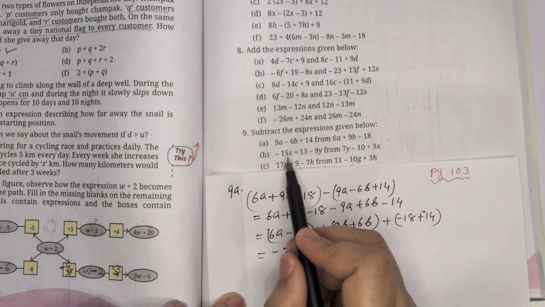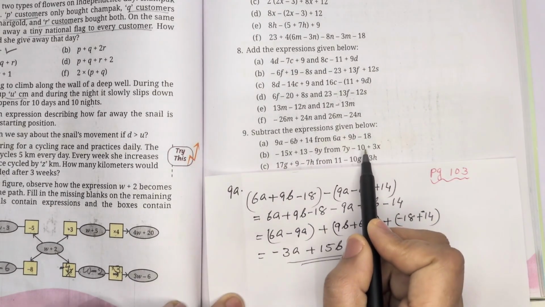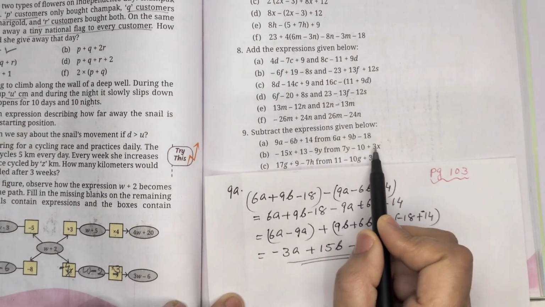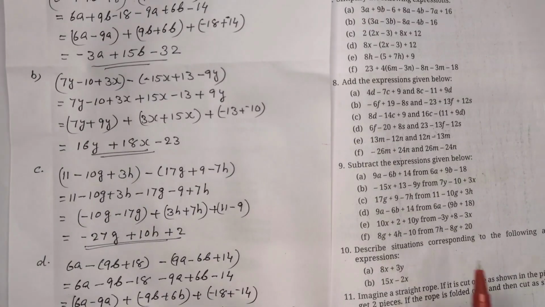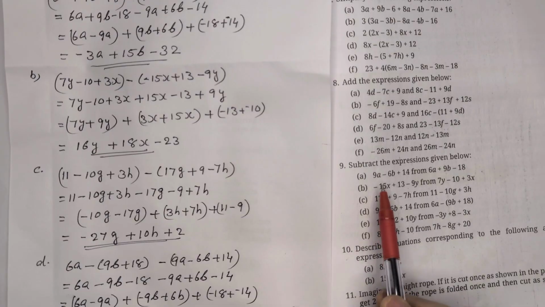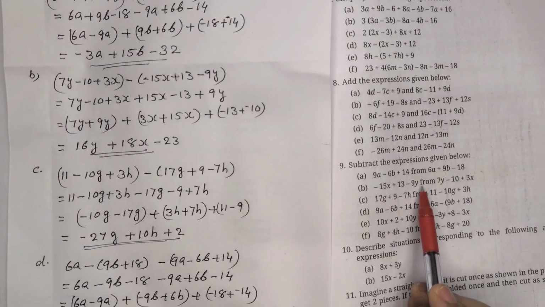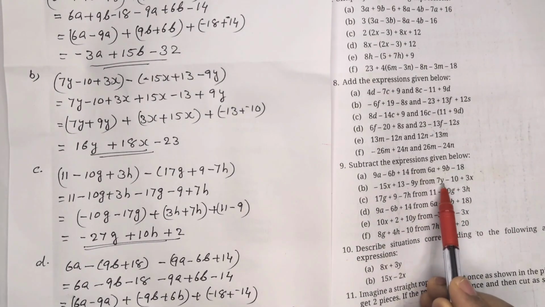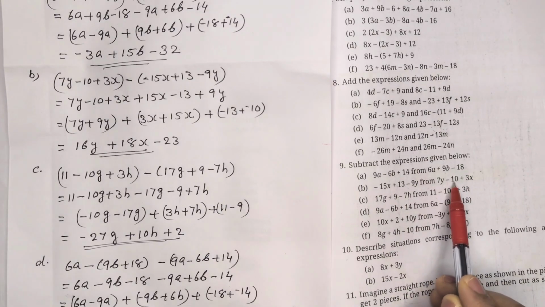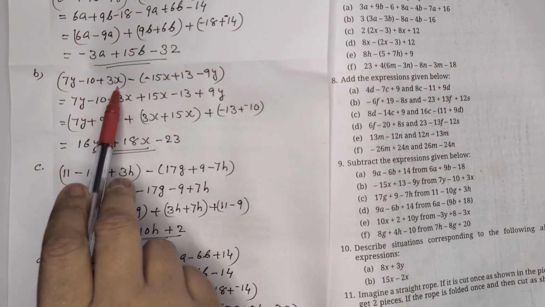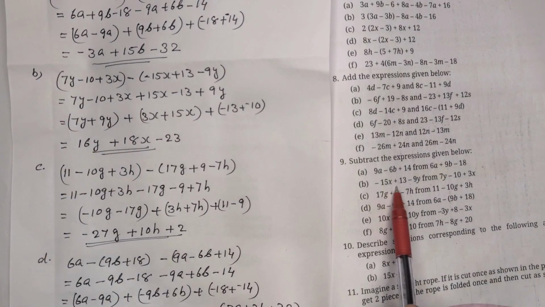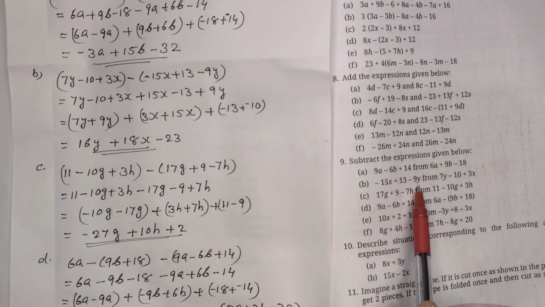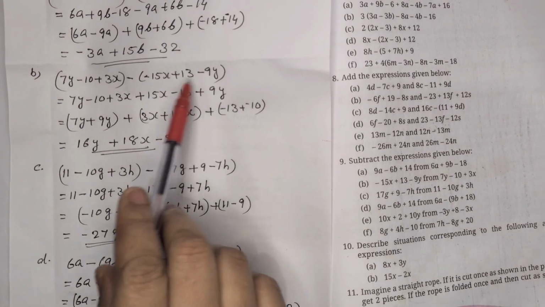Next one, this expression from the second. Now second question B: subtract the first expression from the second. So always we have to write the second expression first at the beginning. 7y minus 10 plus 3x, that in bracket, that minus the first expression, minus 15x plus 13y minus 9y.